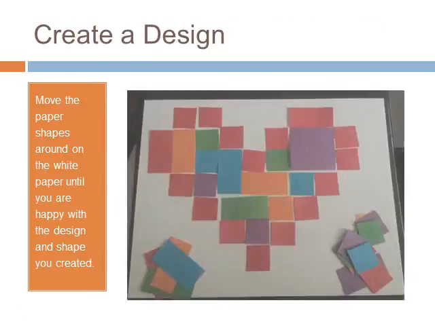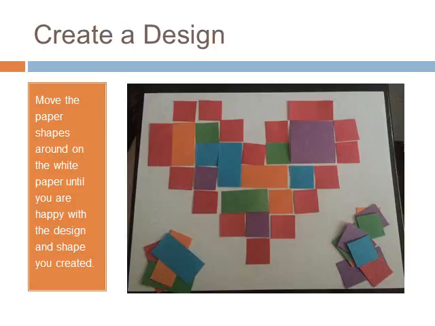After the materials have been gathered, the artist begins to create a design. In this example, I chose to make a heart-shaped mosaic. In order to make the shape just the way I wanted it, I laid my pieces down on a sheet of paper and moved them around until I was happy with the shape I created.